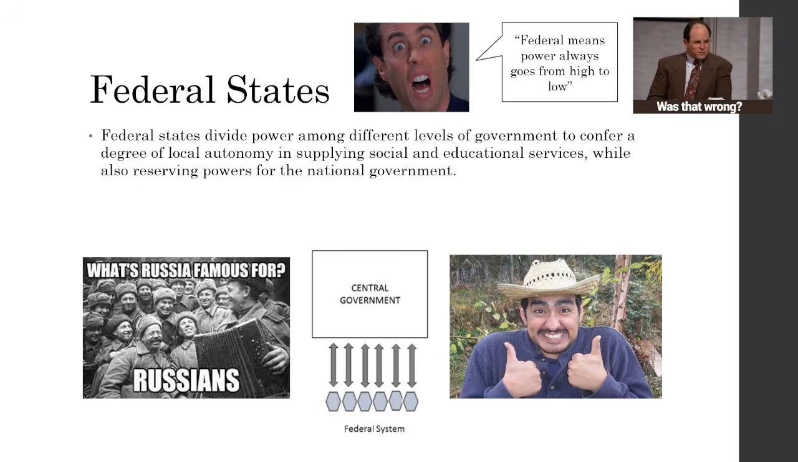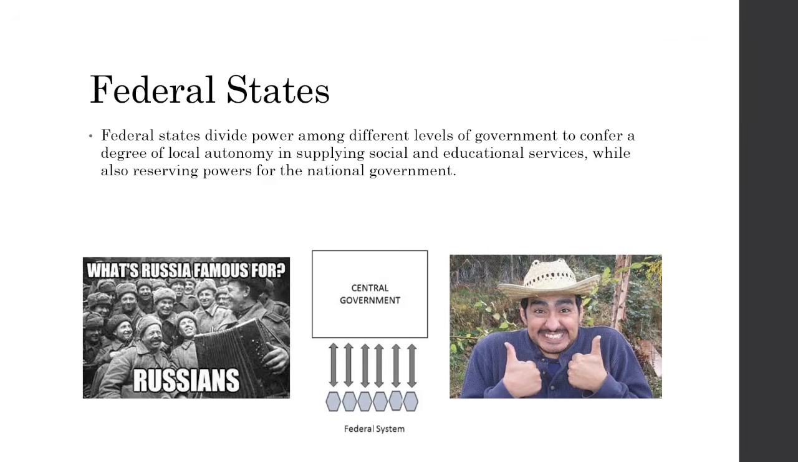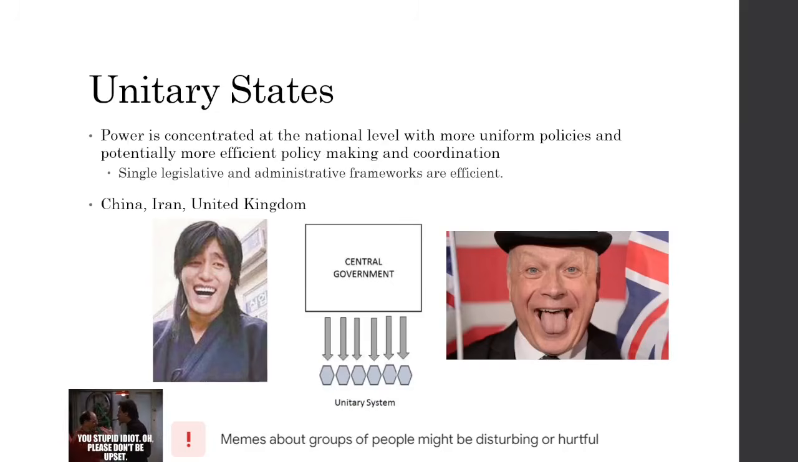Federal power always means it goes from high to low. That's not true. In this case, the power is shared, so it may go from low to high, high to low. It doesn't really matter. In our unitary states, as I discussed previously, it's going to go from high to low if it goes at all.